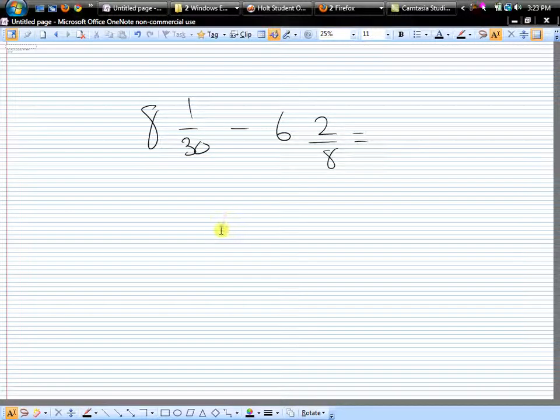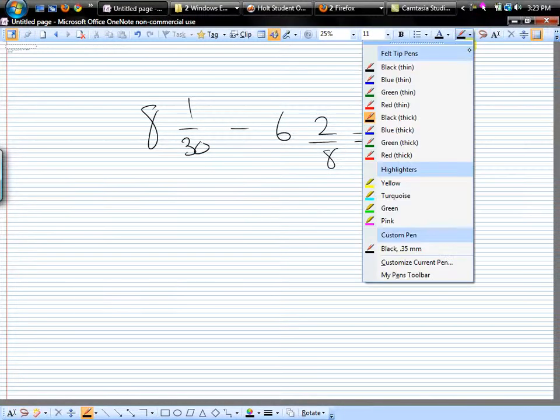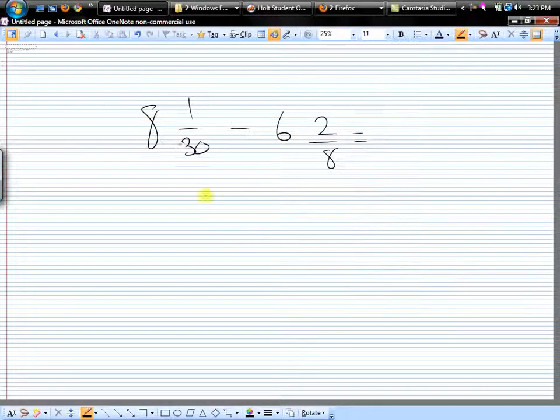Okay. Now we're going to have to regroup to subtract two mixed numbers that have different denominators. The first thing we need to do is find our least common denominator so that we can get these two numbers in the same terms. So we'll take 30 and we'll take 8 and we'll take a look at their prime factors. 30 is the same as 2 times 3 times 5. And 8 is 2 times 2 times 2.